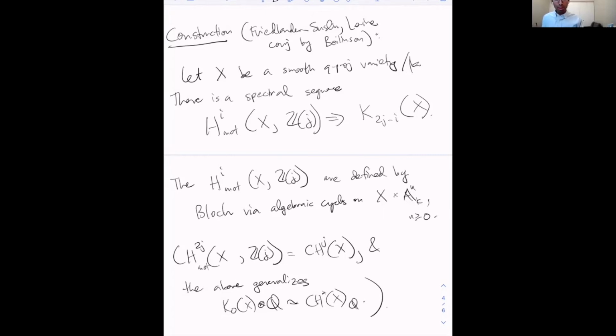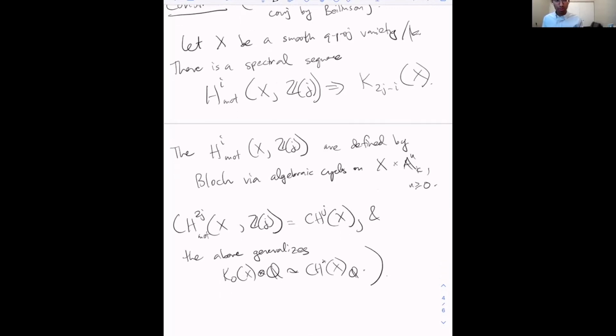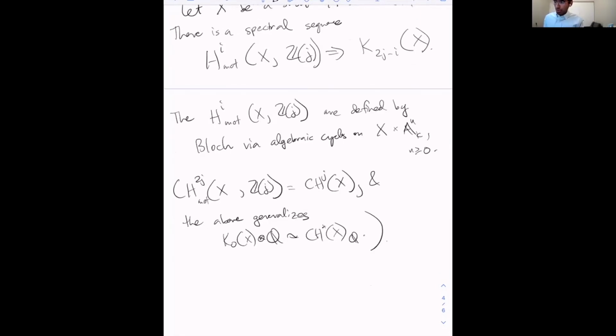are defined via some explicit complex of algebraic cycles. This is supposed to be some sort of replacement for singular cohomology in this setup, and these are the building blocks for K-theory, for the higher K-theory. In particular, these motivic cohomology groups are a generalization of Chow groups. And in fact, the spectral sequence is really a vast generalization of the isomorphism between K0 tensor Q and the Chow ring. Right. So this is giving a lot of information.